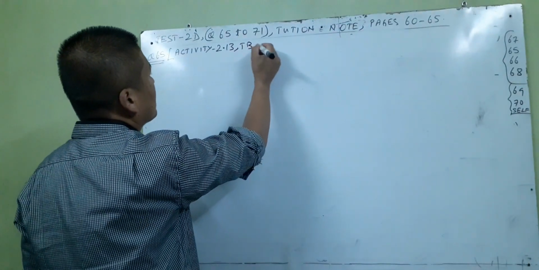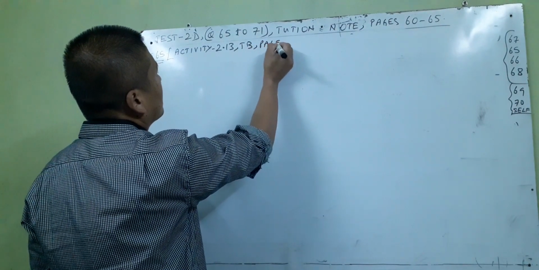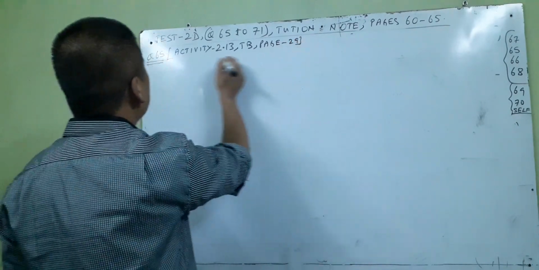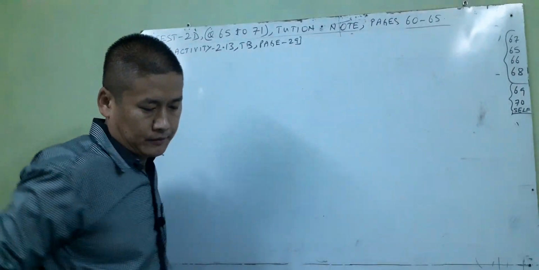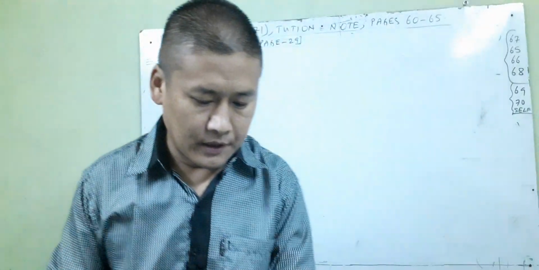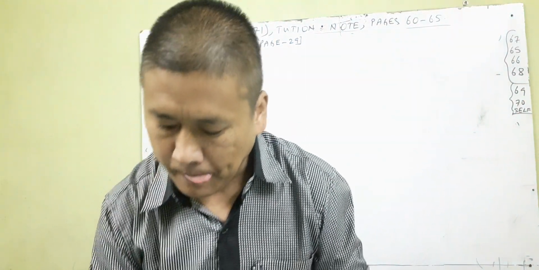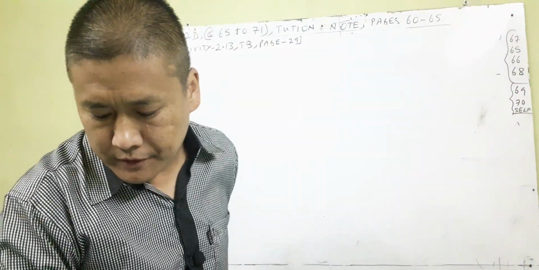2.13, I think, yes, 2.13. This one you will find in the textbook, page 29. So open your textbook to that page as well. And then let me read the textbook question. Write the chemical formulae of the salts given below.